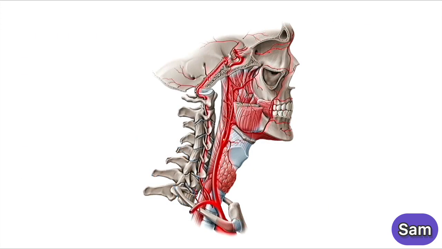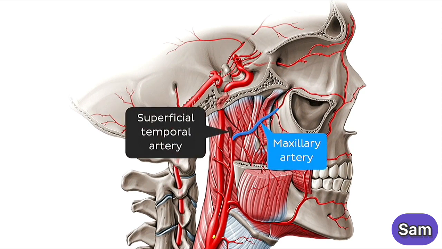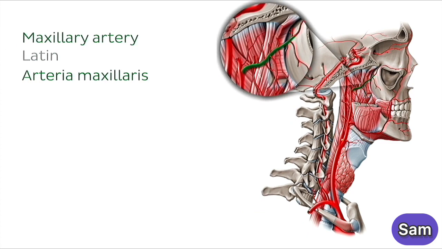Almost there! We're on number 7 of 8 branches. The final 2 branches, the maxillary and superficial temporal arteries, are known as the terminal branches of the external carotid artery, as they are formed by its terminal bifurcation. Let's take a look at the maxillary branch first.